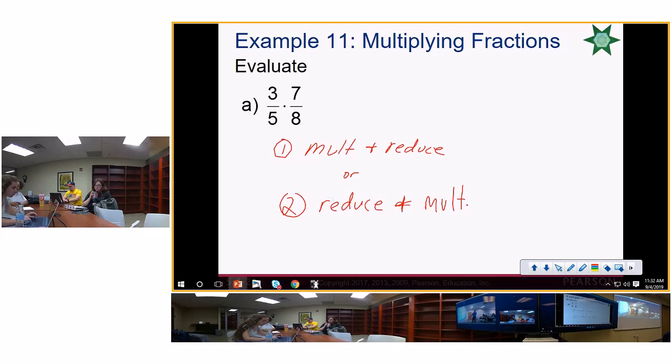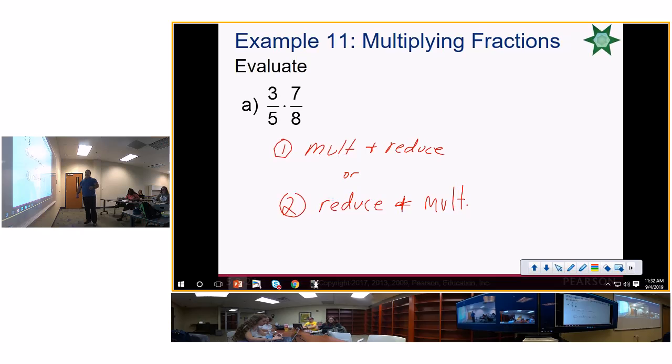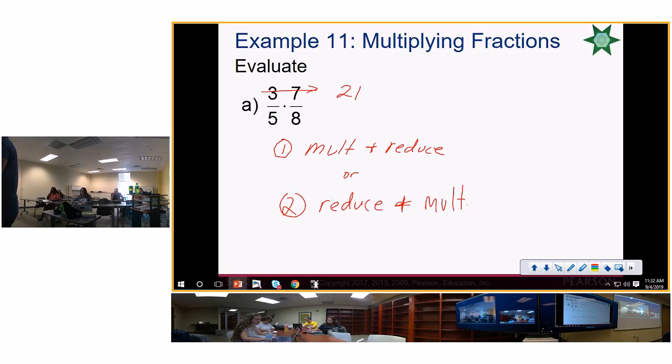So what does that mean, reduce and multiply? Well, in this case, I cannot do number 2. Why can I not do number 2? Because 5 and 7 are what? Prime, and 3 won't go into 8. So I can't reduce and multiply. So what do I do? I multiply and reduce. So I'm going to go straight across. 3 times 7 is what? 21. And 5 times 8 is what?